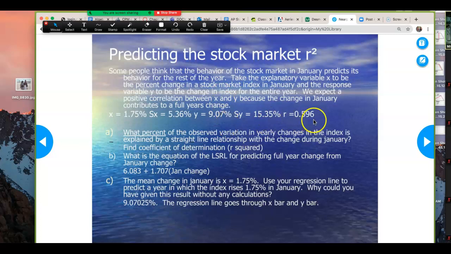The correlation is 0.596. There's a correlation. What percent of the observed variation in yearly changes in the index is explained by a straight line relationship with the change during January? That's a fancy way of saying find the coefficient of determination, r squared. So if you know r, find r squared.